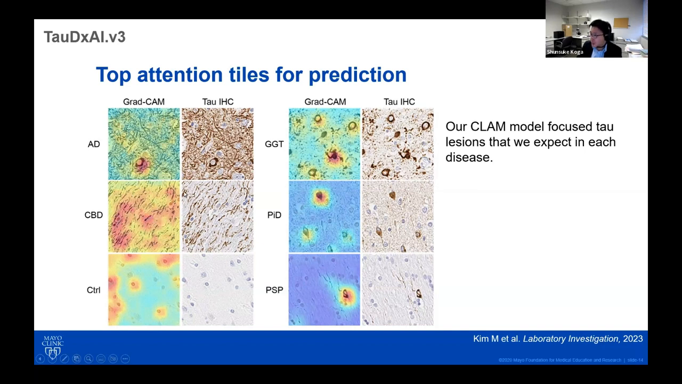And in GGT, this IHC shows GOI, globular oligodendroglial inclusions, and globular astrocytic inclusions. And GradCam also focuses on these characteristic pathologies. In Pick's disease, Pick-like neuronal inclusions have the highest attention, and in PSP, coiled bodies in the white matter show the highest attention in the GradCam.